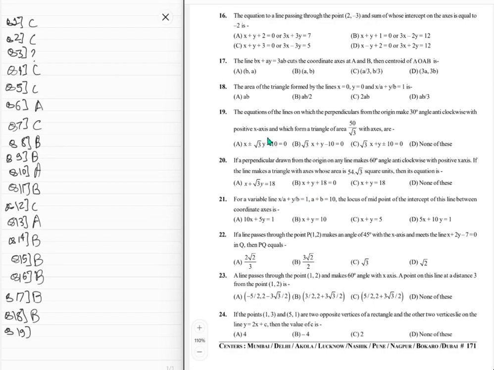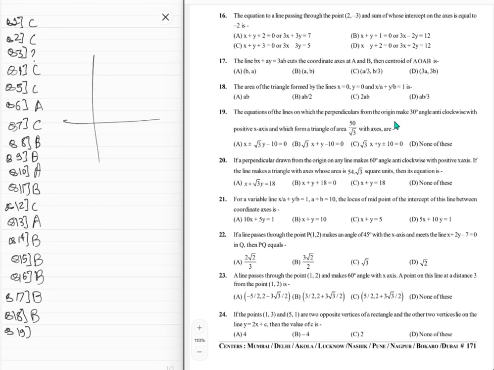Question 19. The equation of the lines on which the perpendiculars from the origin make a 30-degree angle anti-clockwise with the positive x-axis.